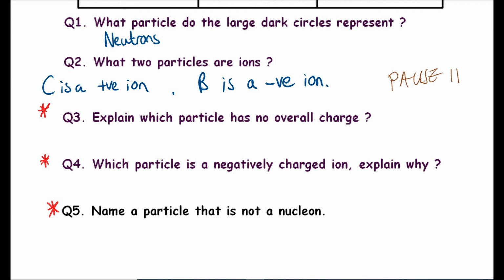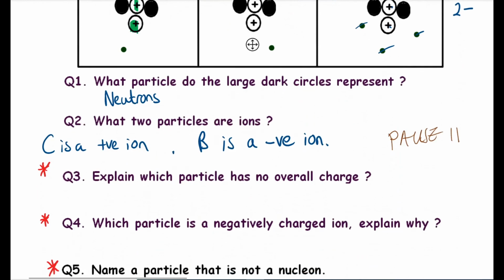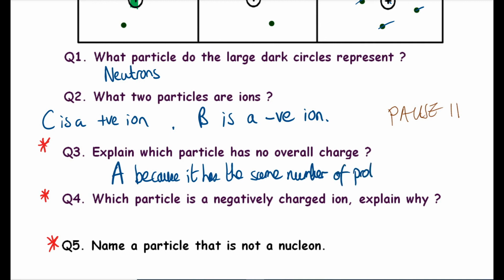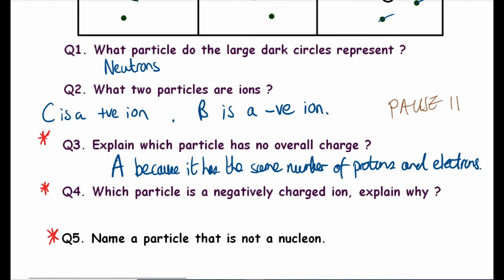Okay, you should have paused the video and you should have written down your answers. So compare your answers to these. Explain which particle has no overall charge. Well, we've already looked at that earlier. It's A. And the explanation is because it has the same number of protons and electrons. Let's look at that again. Yeah, 3 protons, 3 electrons.